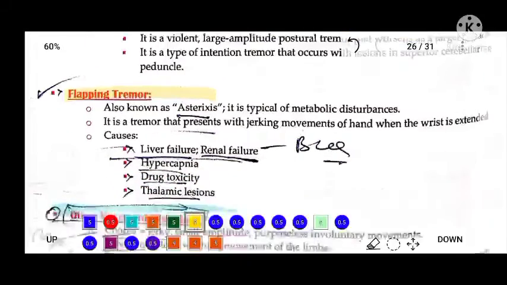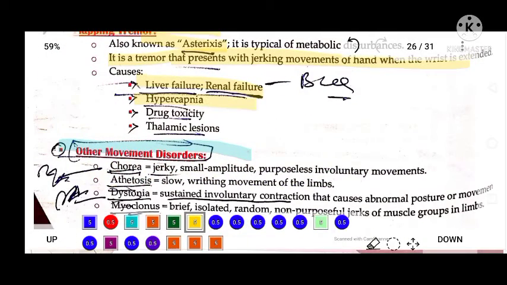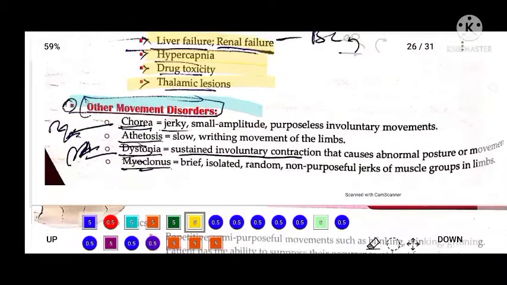Flapping tremors are also known as asterixis. These are tremors present with jerking movement of the hand and are present in liver failure, most commonly in CLD, hypercapnia, drug toxicity, and thalamic lesion.